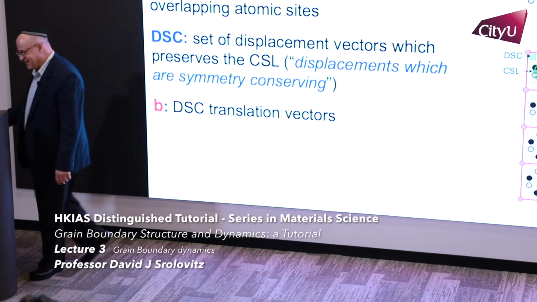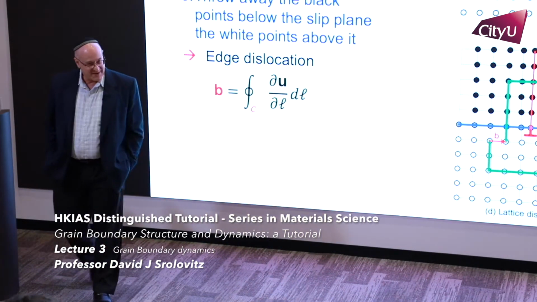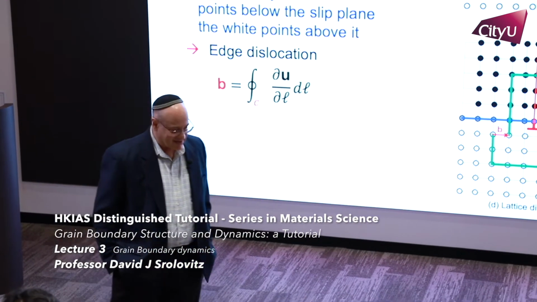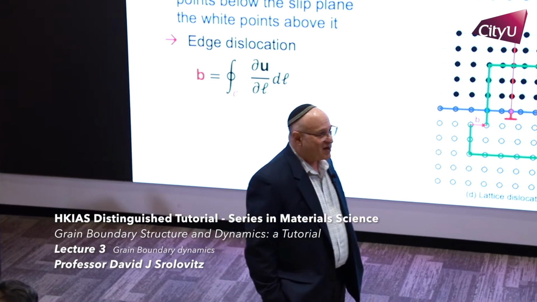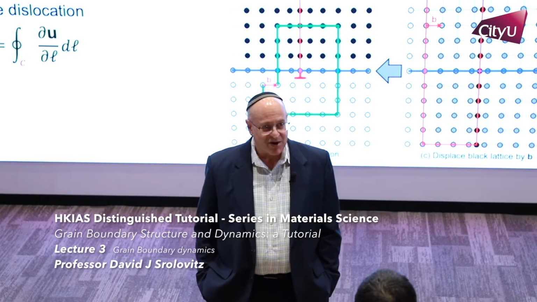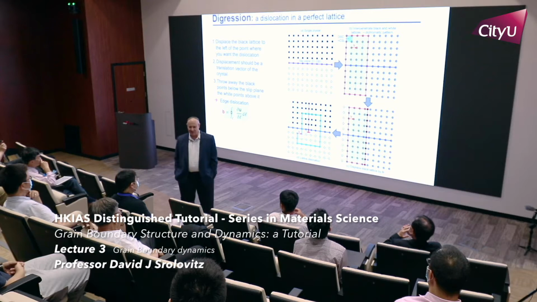Okay, so let me start here by talking about defects, and let me start by talking about dislocations. And I want to create a dislocation. I'm going to introduce the symmetry ideas to create a dislocation, but I'm going to do it in a language which makes it easy to now talk about grain boundaries next.